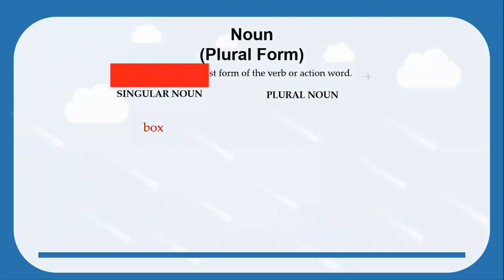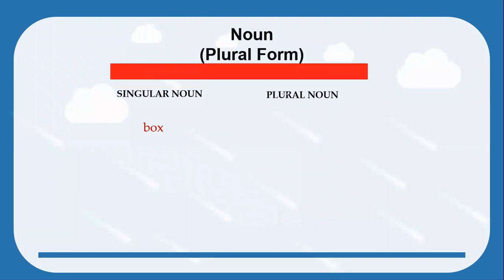Okay, so you know singular noun, and plural noun, right? Easy. And then spell. Okay, please start. Please read the first word. Box. Okay, box. One more time, please. Box. And then the plural noun is.